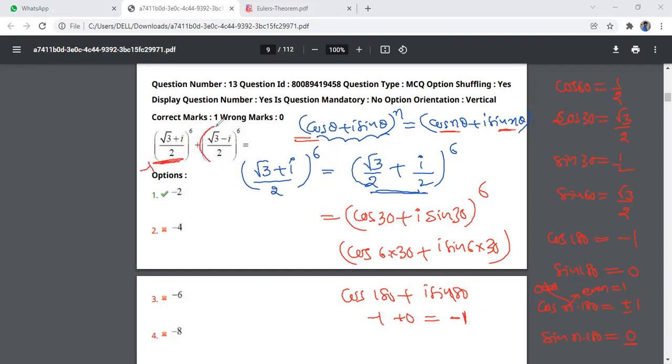So for this, no need to do this total. What will become here? Cos 180 minus I sin 180 we will get. Cos 180 minus I sin 180 means this is minus 1, again minus 0. So minus 0 means we'll get minus 1 only. Again for this also minus 1. Minus 1 here, plus is there, so minus 1 minus 1, minus 2 is the answer. Okay, next question.